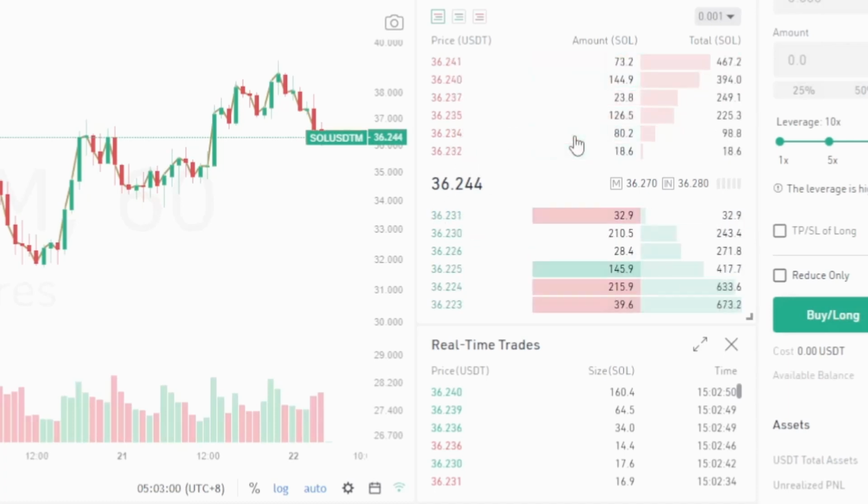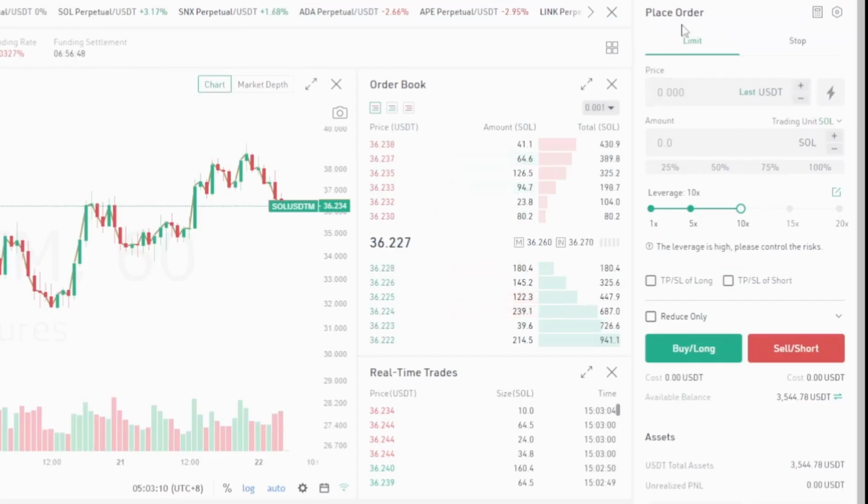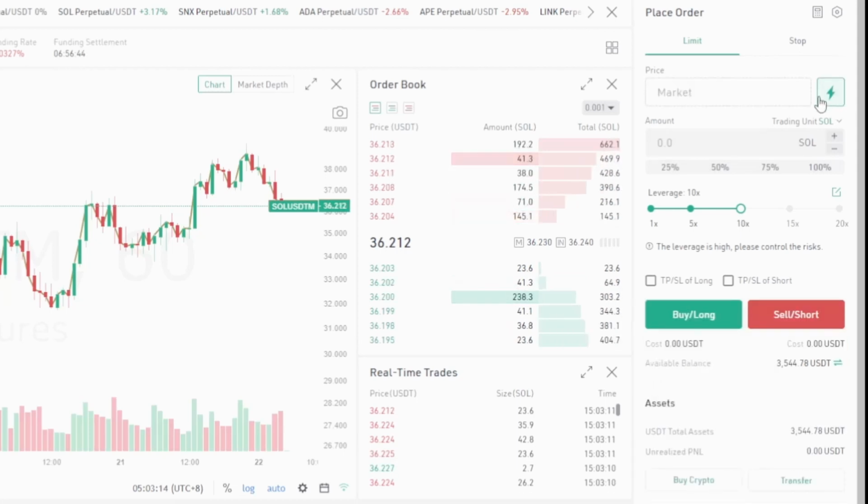Now this is what you're also going to use in many cases to place your order as far as longing or shorting a coin. So we'll come back to that in just a moment. Now over here on the right where it says place order, there's a few key things here you need to realize. Now obviously if this lightning bolt's clicked, this is market.